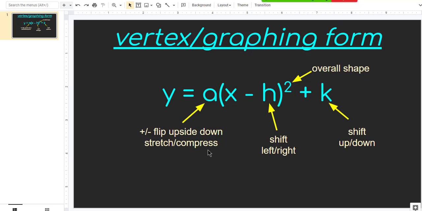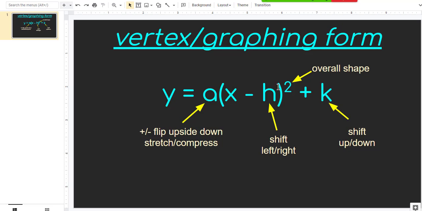And then we looked at A. If A was a number greater than 1, it took our graph and stretched it, or made it skinnier, because we got there faster. And if our A was between 0 and 1, we'd get there at like half the speed, so it took us longer to get there. So it compressed it, or pushed it out, made it nice and fat.